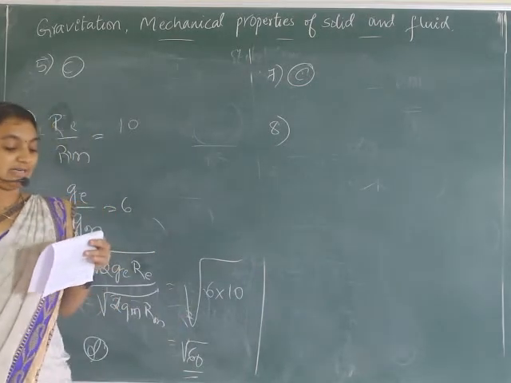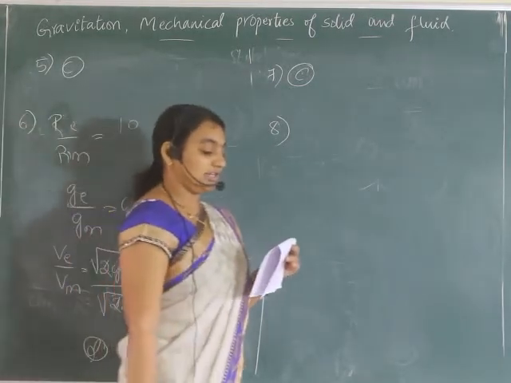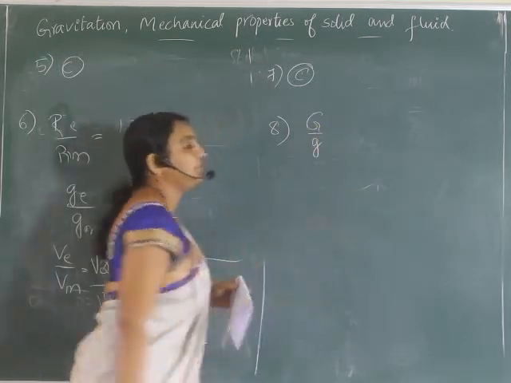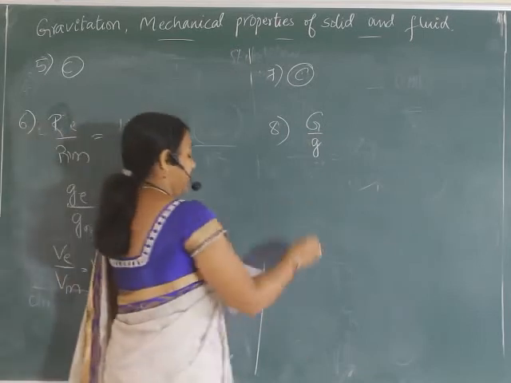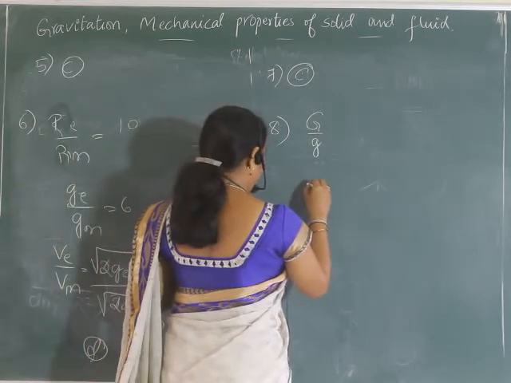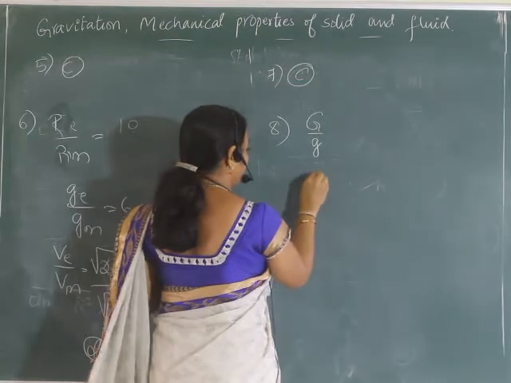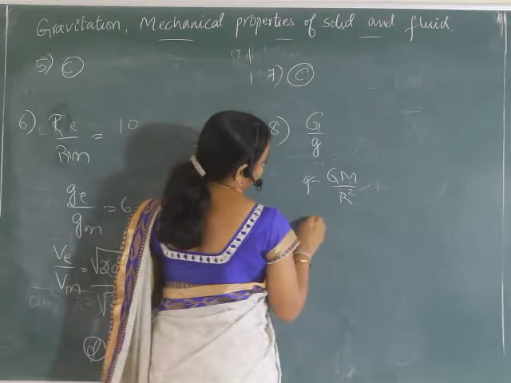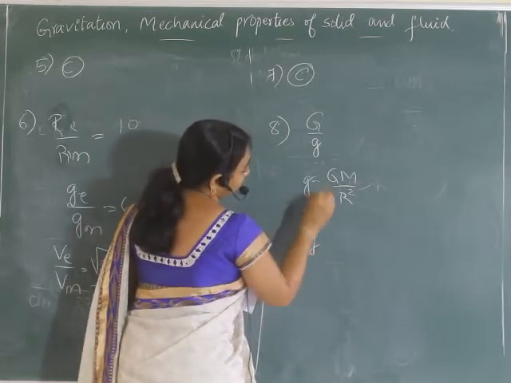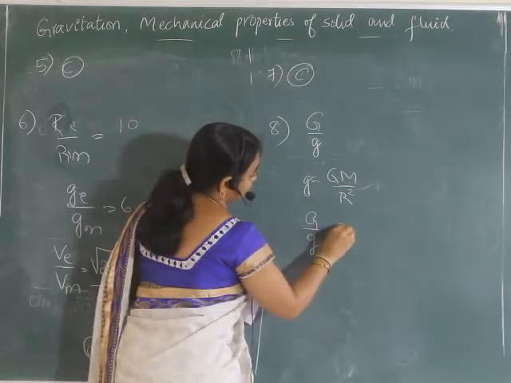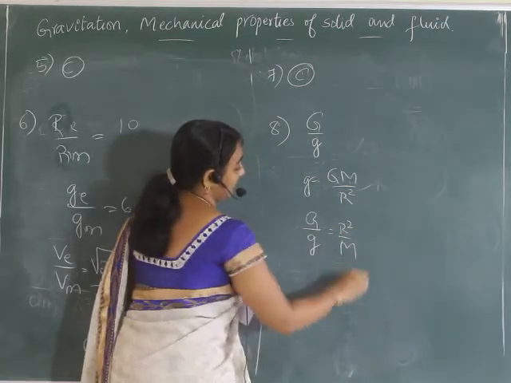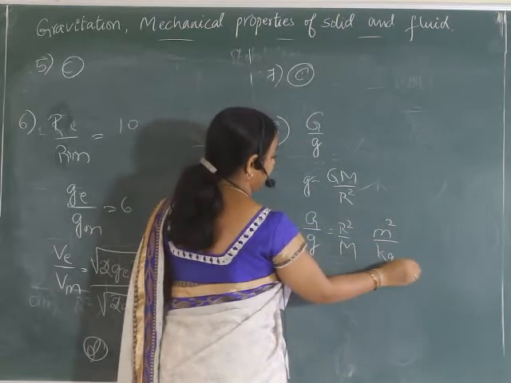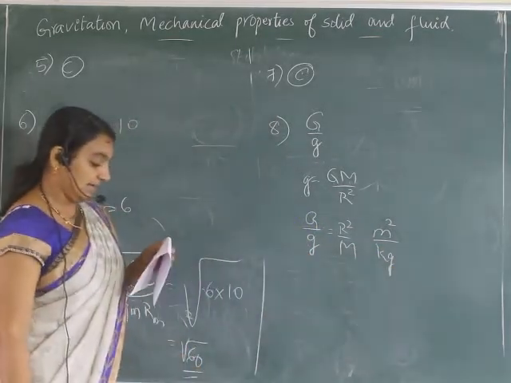Next, eighth one. G is the universal gravitation constant, g is acceleration due to gravity, then what is the unit of G by g? See, the expression we have: g is equal to GM by r square. So G by g is equal to r square by M. So I can say radius in meter square divided by mass in kg. Meter square by kg.